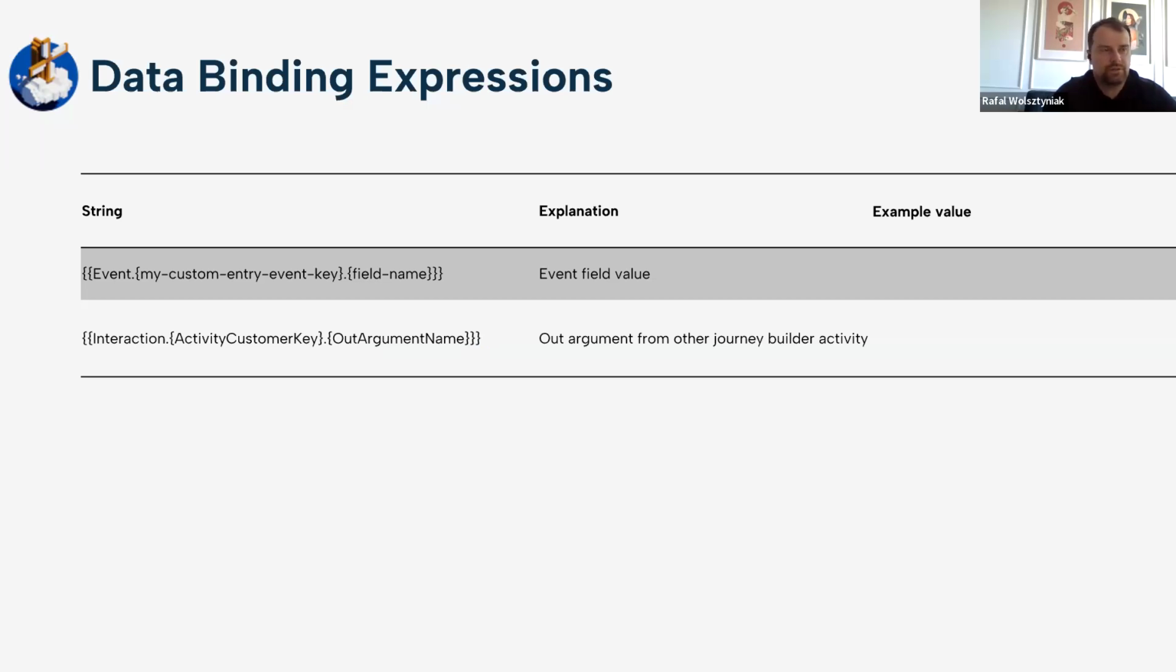And also there's the interaction activity customer key and output argument name string that allows us to get data from other activities that put out values that can be used in the Journey Builder. One example of this is those Salesforce contact, Salesforce object activities. If you put them at the start of the journey or before the update contact activity, you can actually use the syntax to log the ID of the record that has been created or updated. But there's a clever way to do this as well, which I will be showing.